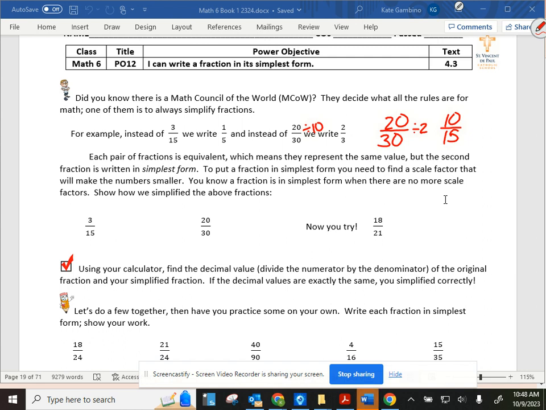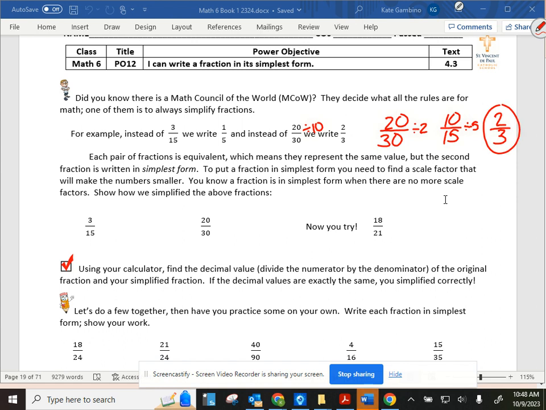What do you think, Layla? I can go even smaller. So I always have to check, even though I simplified it, can I go even smaller? I can divide a 5 out of both 10 and 15. 10 divided by 5 is 2. 15 divided by 5 is 3.